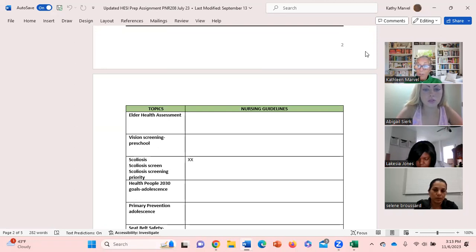Vision screening in preschool. Why do we do vision screening in preschool? To detect early causes so that you can fix them early, like with glasses. When is the earliest screening we do for kids? They're done in preschool. Is it 4, 5? 3 and 4.